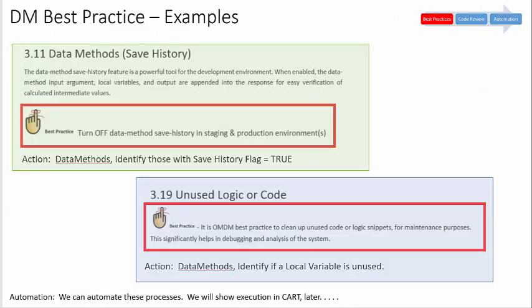Okay, so for the coding and performance section, we have a couple of best practices here. The first one has to do with the item types called data methods. The best practice says, turn off data methods save history in staging and production environments.